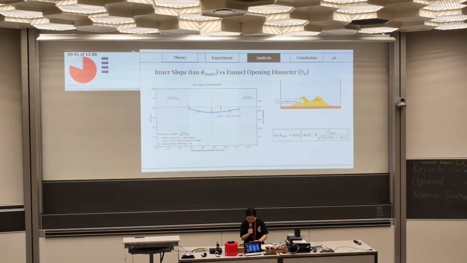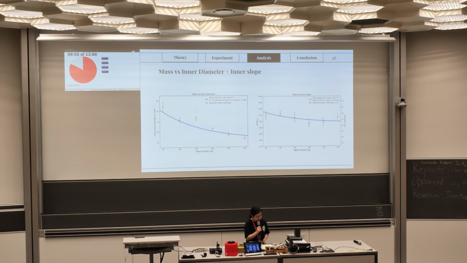For the inner slope versus funnel diameter plot, the data shows a slight dip near D star of 12 mm. The slope is limited by the angle of repose away from D star, and the dip is small relative to our error bars, so we need finer spacing near D star to resolve it clearly.